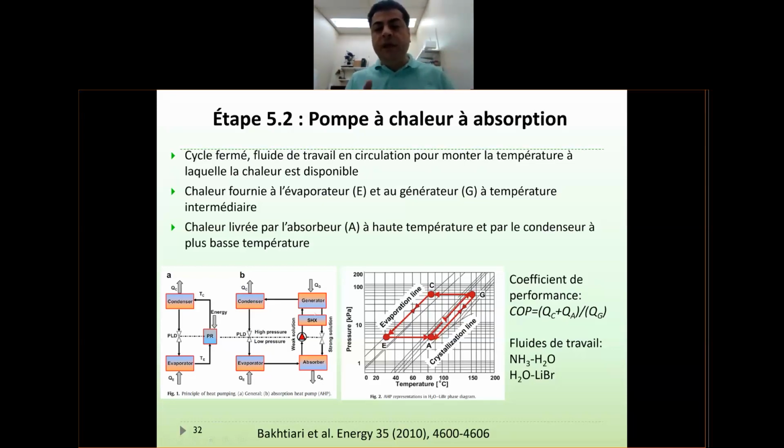That's it. So the coefficient of performance of the heat pump is calculated by this equation, QC plus QA divided by QG. QC is the energy that you release in the condenser at high temperature. QA is the energy that you release during absorption of the volatile working fluid in the solvent. And QG is the energy that you use in the generator in order to desorb the volatile part. Okay? But this diagram is very interesting, a very important diagram.